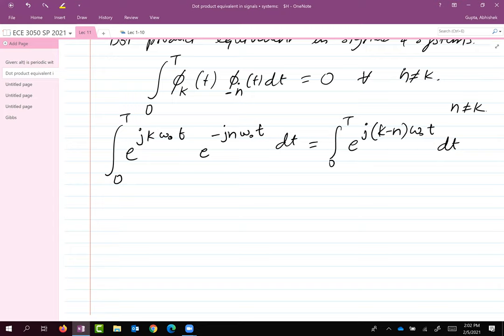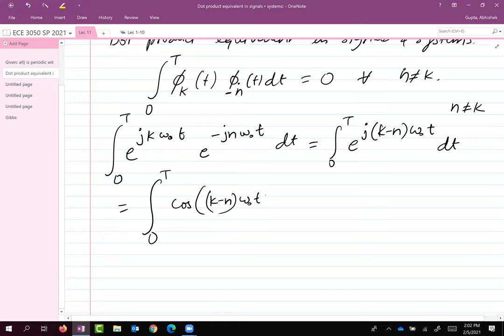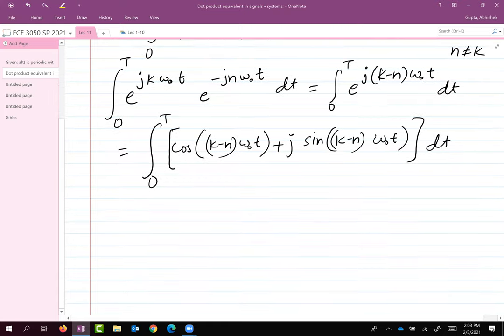So this can be written as the integral from 0 to T of cos (k minus n) omega naught t plus j sine (k minus n) omega naught t dt. Right, so now I have to compute two integrals. One is that of the cos function and the other one is that of the sine function. What do you think this integral is going to be equal to and why?